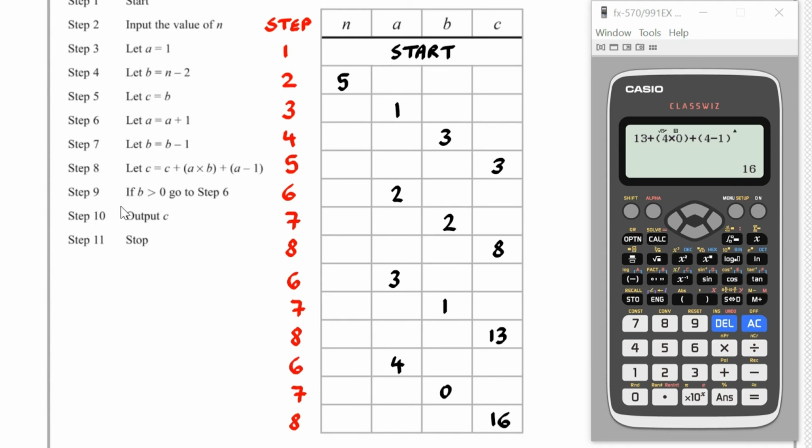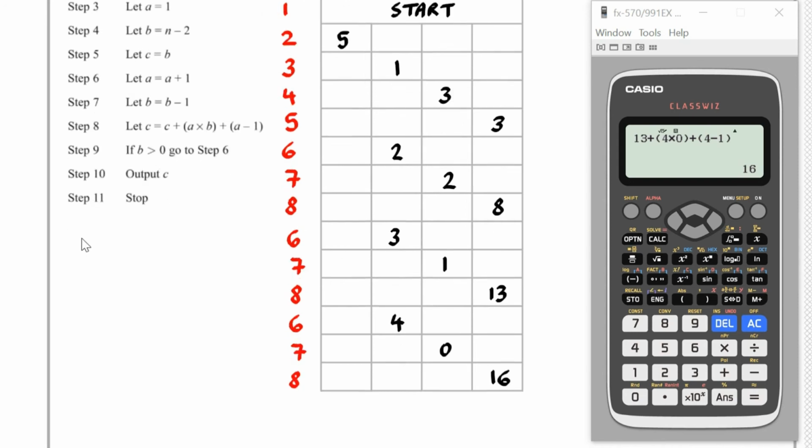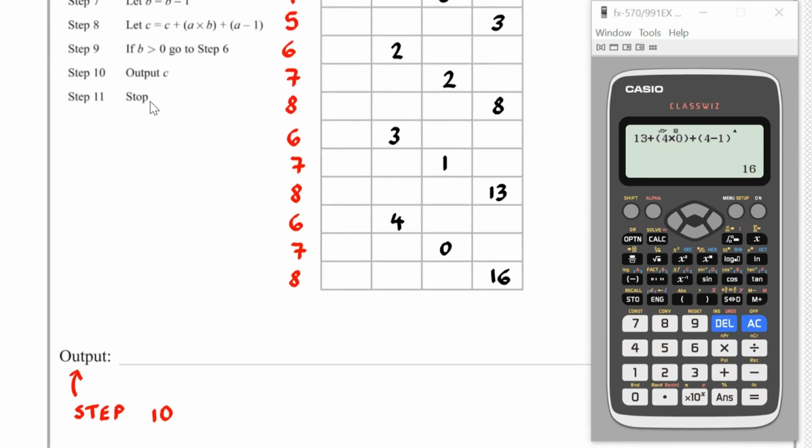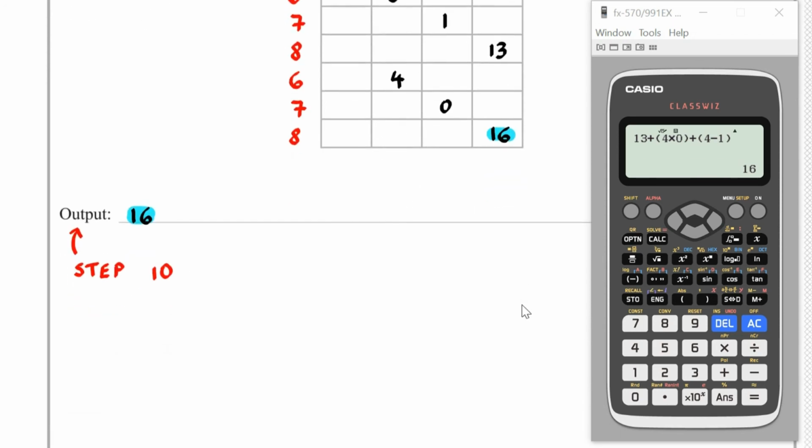And now we question if b is greater than 0. Well, b is equal to 0 here. So in this case, we go to step 10, which is our output. We then output c. The output of c is 16. And then we stop the algorithm.